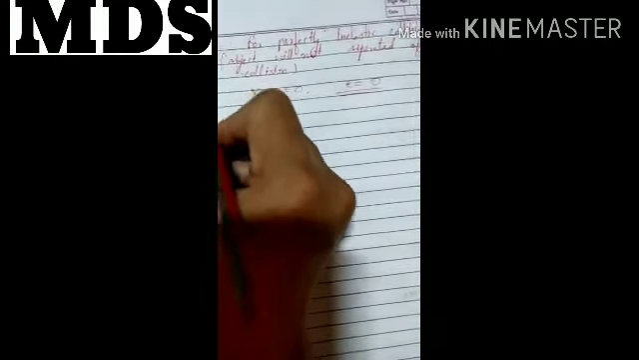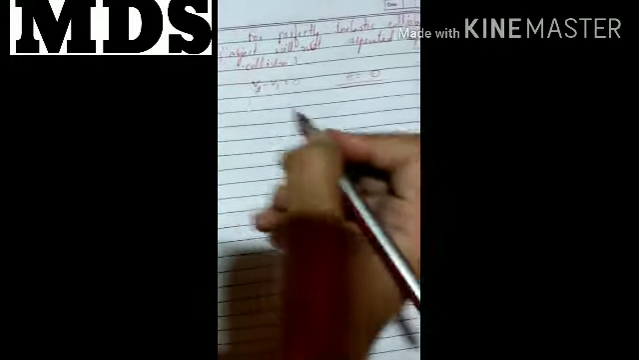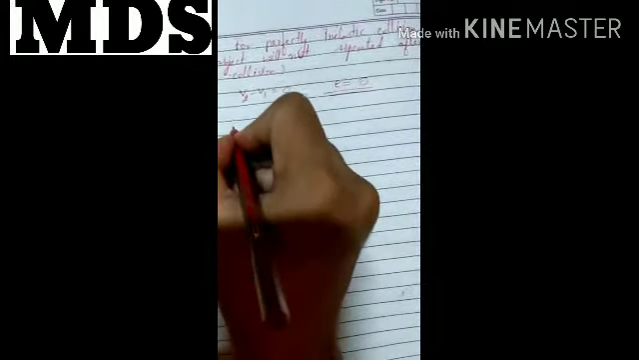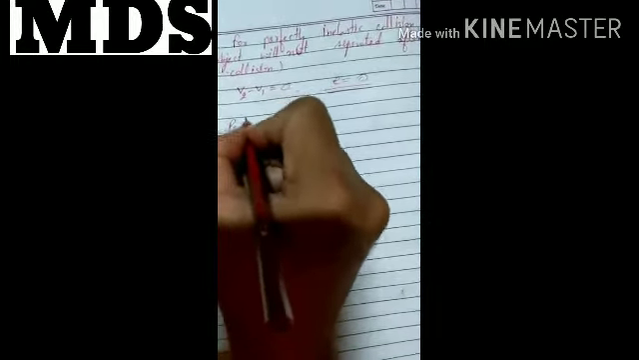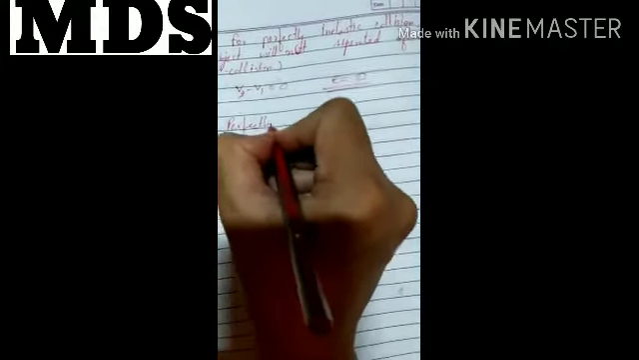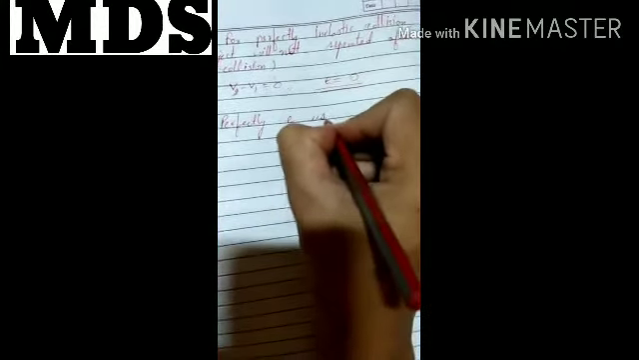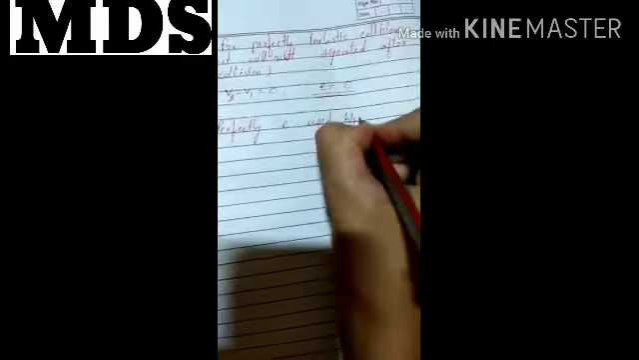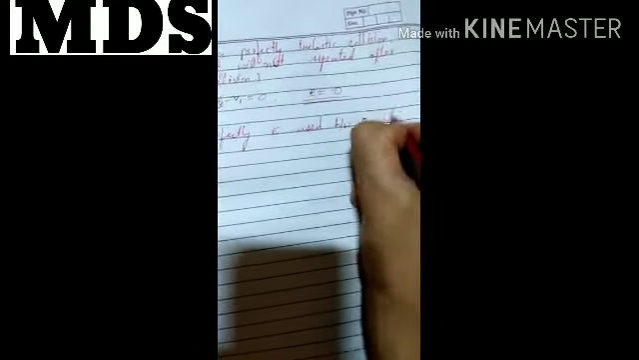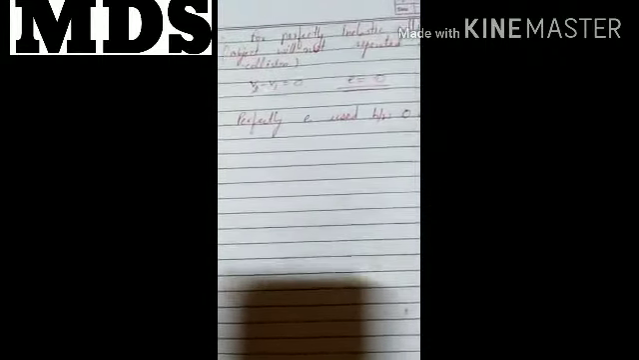Case 3: if e is not equal to 0 and not equal to 1, then e lies between 0 and 1 for an inelastic collision. Clear now? Up to this topic, complete your notebook.